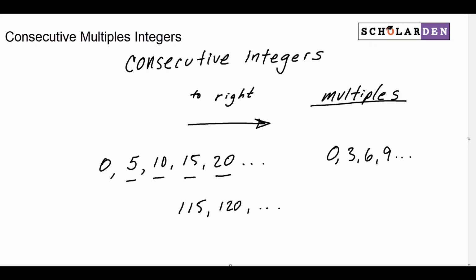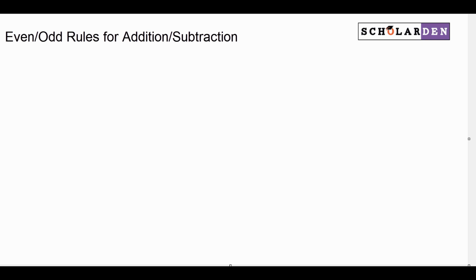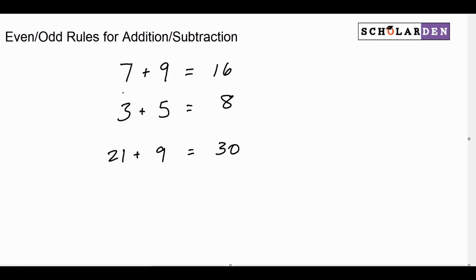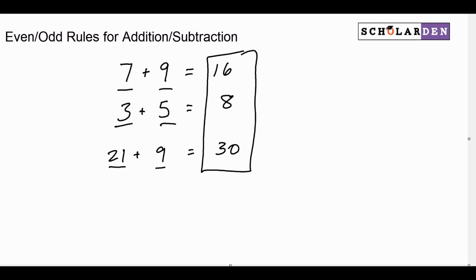Now let's talk about some rules for adding and subtracting even and odd numbers. Let's just take a couple odd numbers. Let's take 7 and 9, and let's add them together. We're going to get 16. Let's take two other odd numbers, 3 and 5. We add them together, we get 8. Let's just do it one more time. Let's take 21 plus 9. We get 30. Notice that every time I add two odd numbers, I always get an even number.